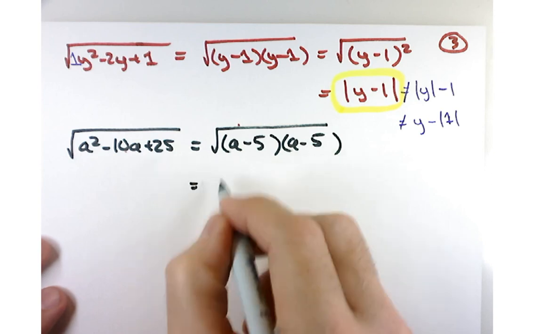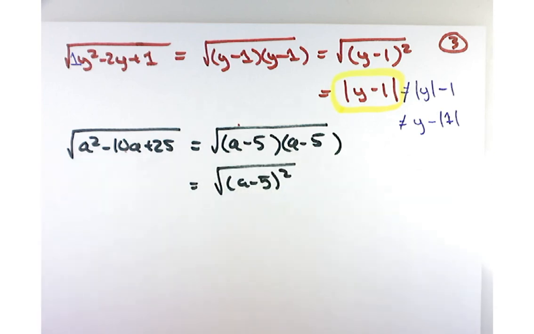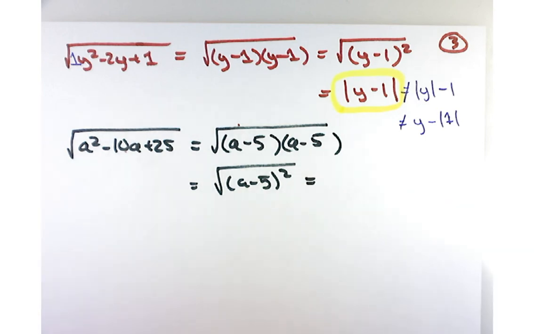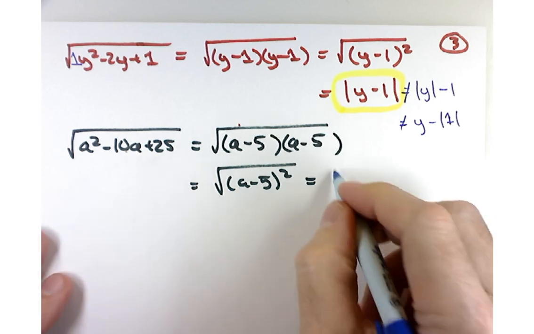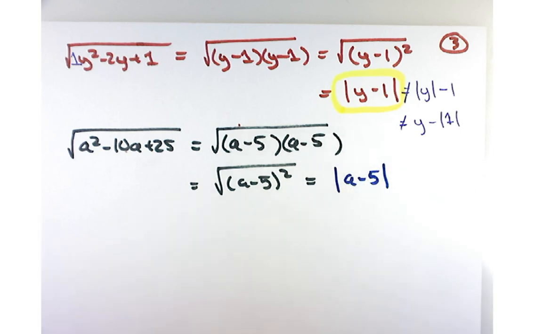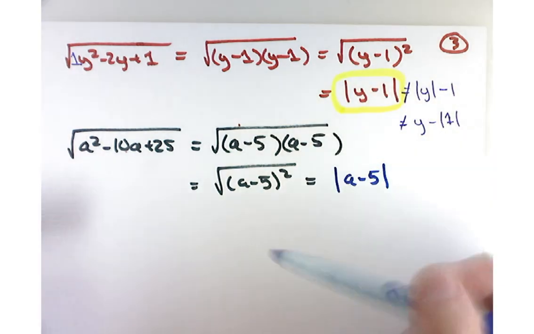So rewrite that as the square root of a minus 5 squared. And thanks, Kyrene. And I think there's one other voice in there as well. Square root of a minus 5 squared is? A minus 5. Yes, well done. Absolute value a minus 5. Beautiful. You have to recognize how this factors in order to be able to get this one right.